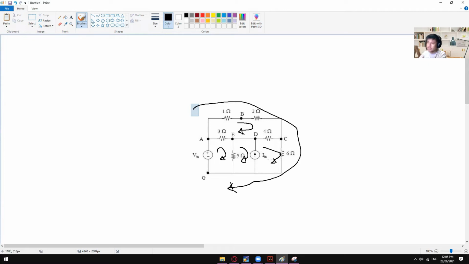How about mesh? How many meshes do we have in here? How many mesh? So we have 5 loops in total, but how about mesh? How many? Okay. So the correct answer is 4.